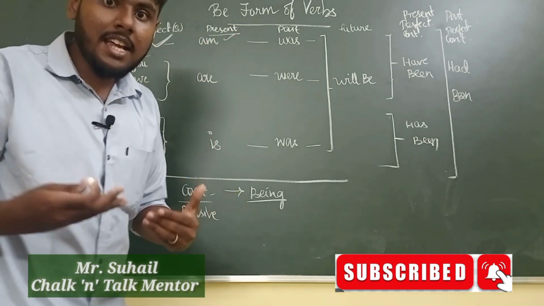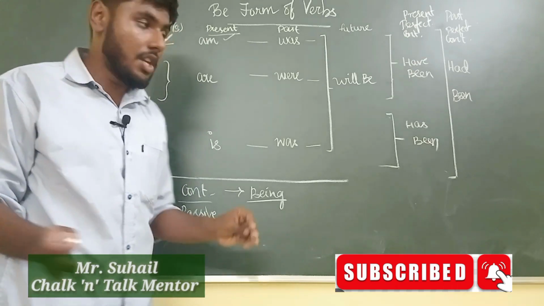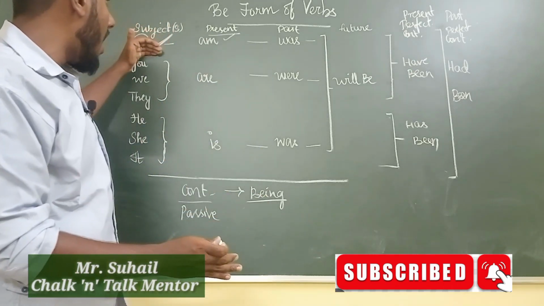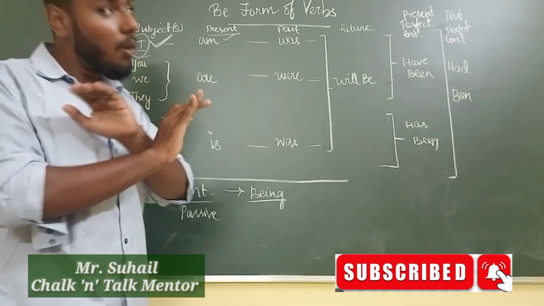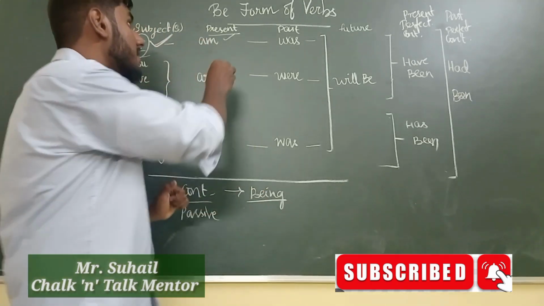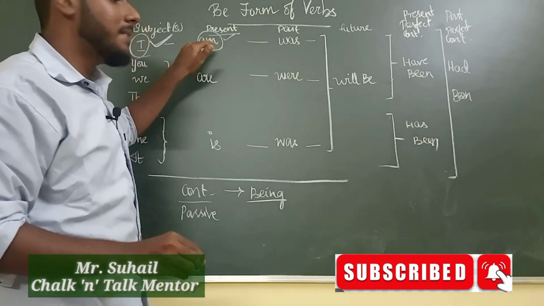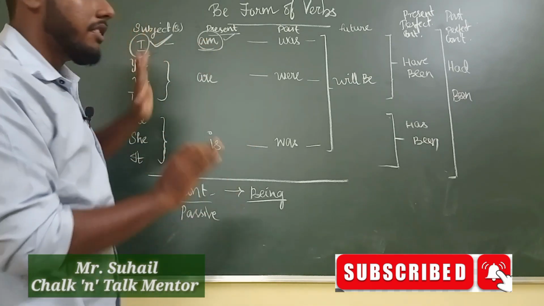The example sentence is: I am a boy. It is as simple as that. So this subject I uses am. It is the only subject that uses this one and only special be form of verb, am, that goes only with I.